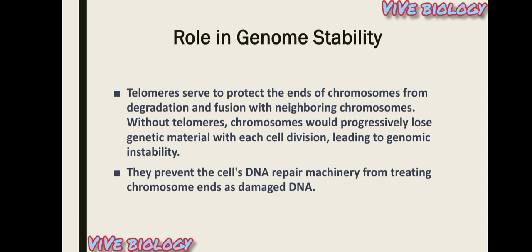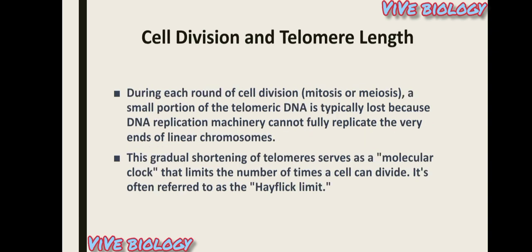Now let's talk about the role of telomeres in cell division. During each round of cell division, a small portion of the telomeric DNA is inevitably lost because the cellular machinery responsible for DNA replication cannot fully replicate every end of the linear chromosome. This natural shortening of the telomeres serves as a kind of molecular clock that limits the number of times a cell can divide.